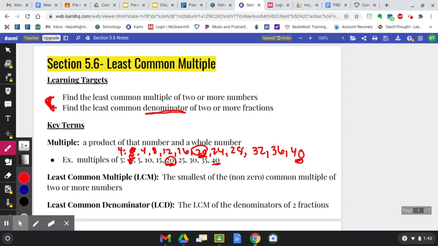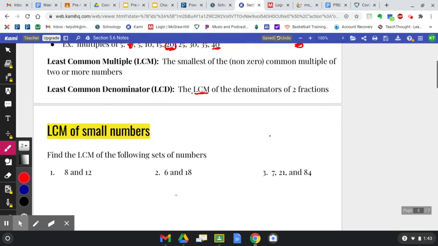Now, the least common denominator is just an extension of that. It's taking the least common multiple of the denominators of two fractions, and that tells us how to make like fractions where they would have a common denominator.